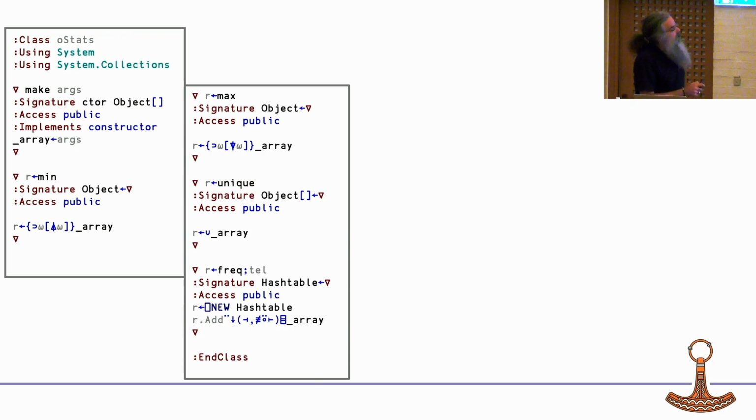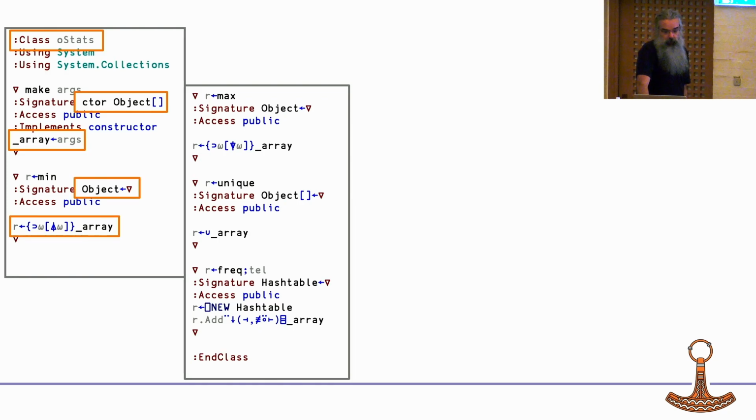It's a thing called ostats. Okay, it's got a number of functions in it. It's got a constructor that takes a vector of objects as its argument. So it'll take a vector of anything you want to give it. Okay, and it just remembers that array in a global variable, essentially.